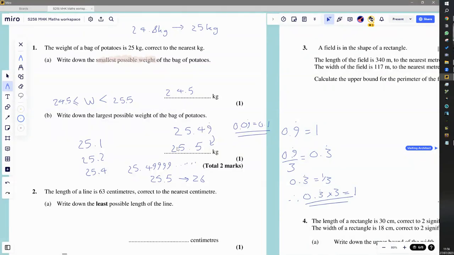We do that. So always remember when you do upper and lower bounds to do a greater than or equal symbol here, and well, you know, whichever way around you do. If w is greater than or equal to 24.5, and it's less than, but not less than or equal to, 25.5. So this would be how you would do it, but that question means it's a little bit confusing. Okay.